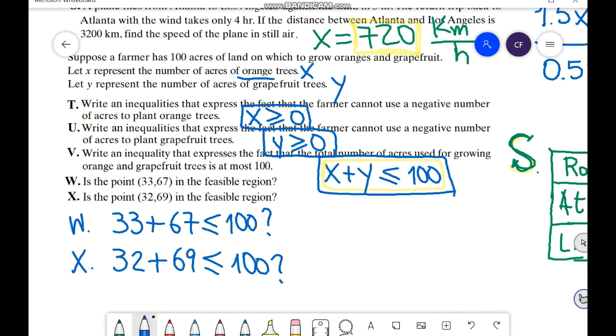The first one is yes. Right, Kalia? Thank you. The first one is yes. And the second one, letter X: 32 plus 69 is 101. 101 is not less than or equal to 100. That means it's a no.